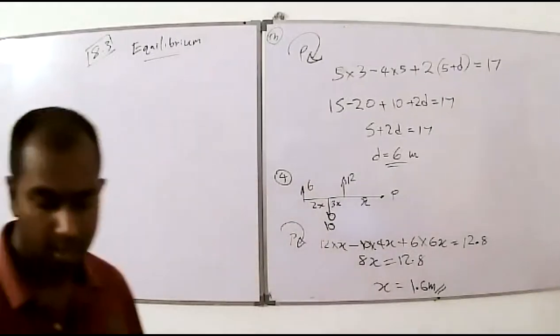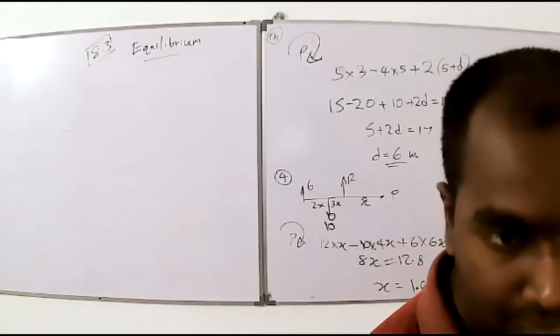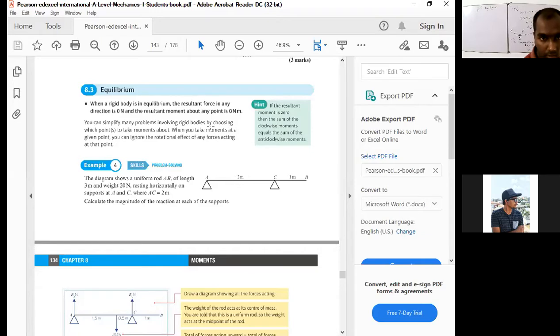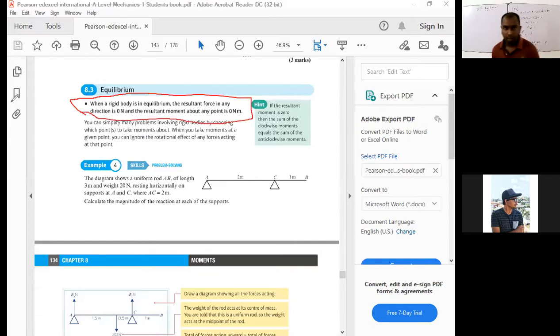Okay, please have a note of this one. Please write 8.3 equilibrium and make this as a note. When a rigid body is in equilibrium, the resultant force in any direction is 0 newtons, and the resultant moment about any point also is 0 newton meters. Please write it.